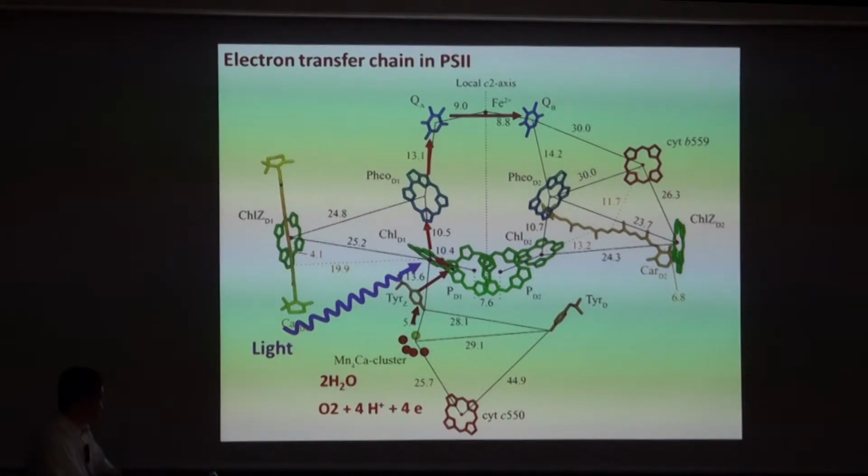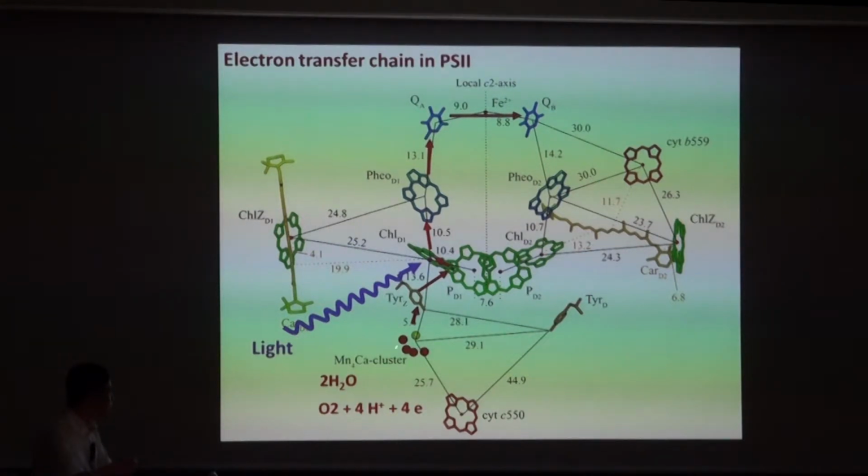Then after an electron is donated from this manganese 4 calcium cluster, the cluster needs to receive 1 electron from other molecules. And there are no further molecules to donate an electron to this metal cluster. So this manganese calcium cluster abstracts 1 electron from a nearby water molecule.